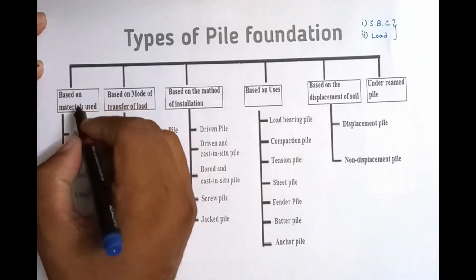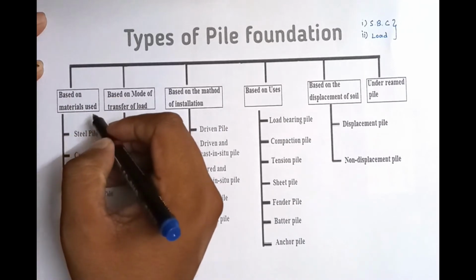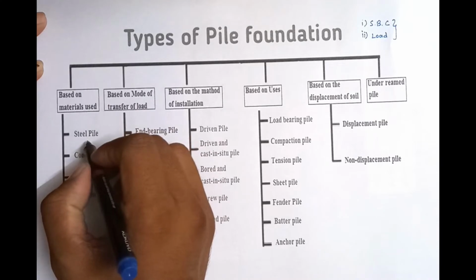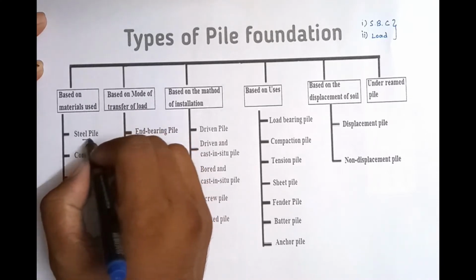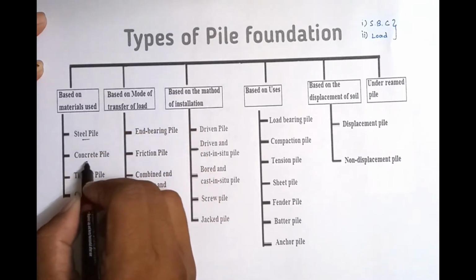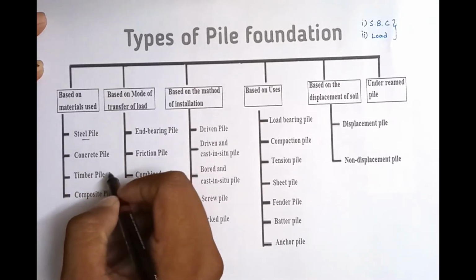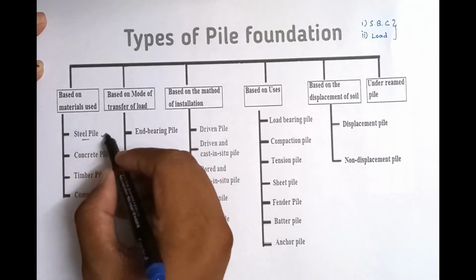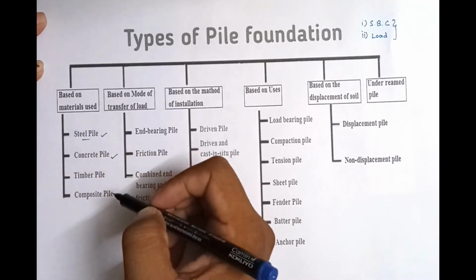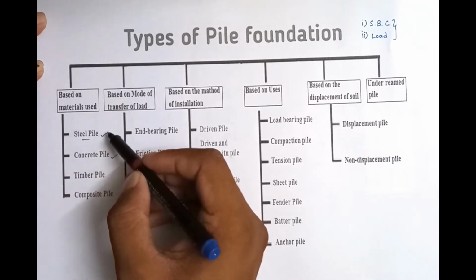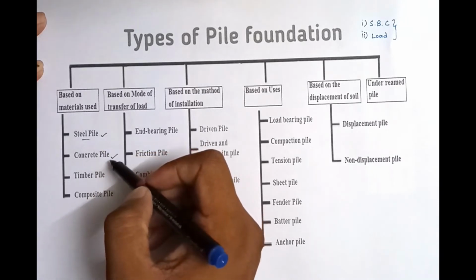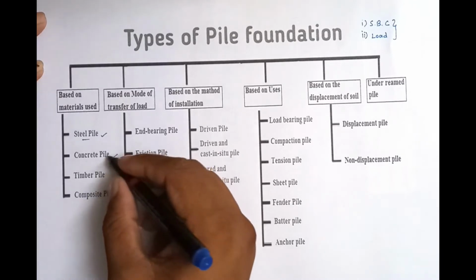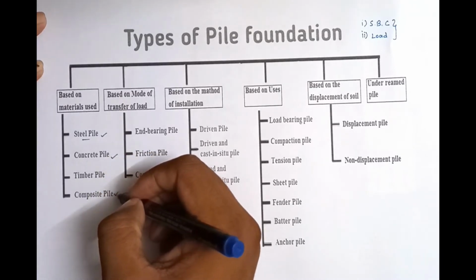The first one is the material used, that is, the material used to manufacture the pile. First are sheet piles, steel piles, next concrete piles, timber piles and composite piles. Mainly we are using steel piles and concrete composite piles. Steel piles are used when a steel structure is erected. The concrete piles are also one of the composite piles. The composite piles are widely used for buildings.